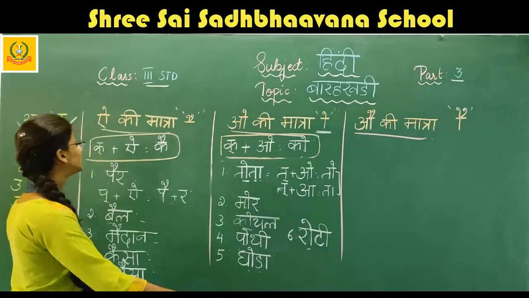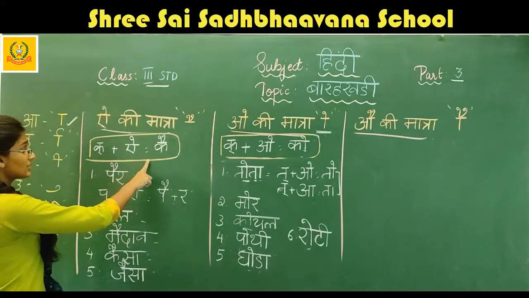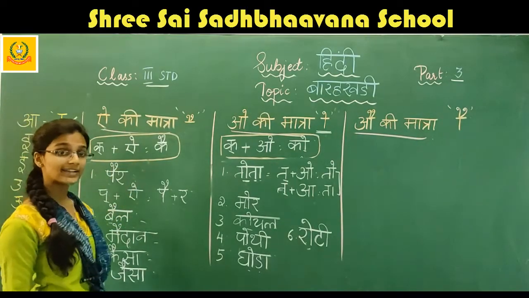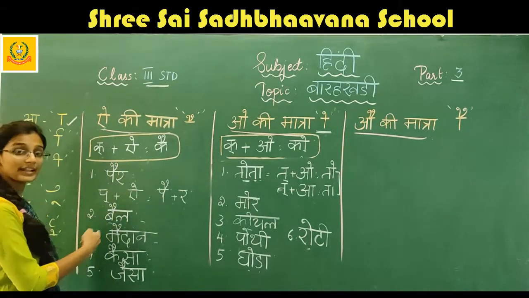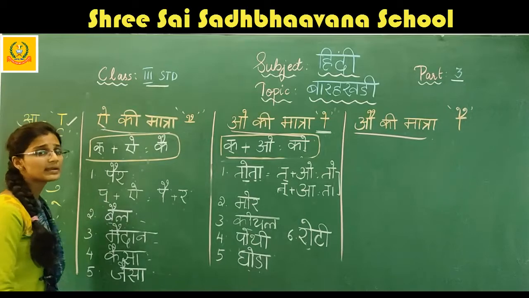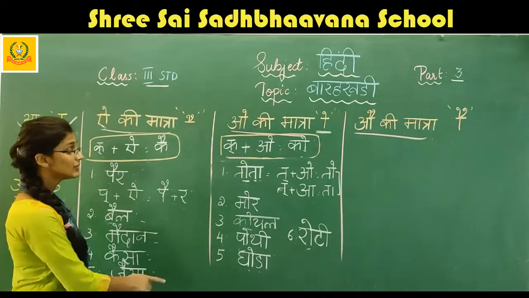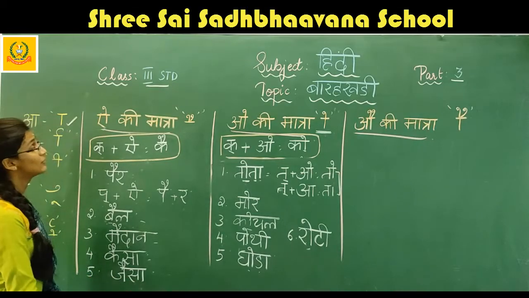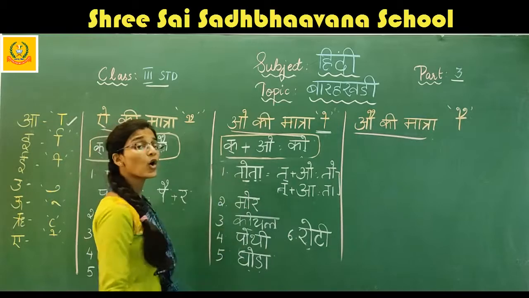So what we learned? I ki matra. We saw the standard form, and for all the letters how to write. That is k plus I is equal to kai. Pair, like that, bile, like everything. Like that, every letter we saw. I gave 5 examples for I ki matra. Next, we learn O ki matra.